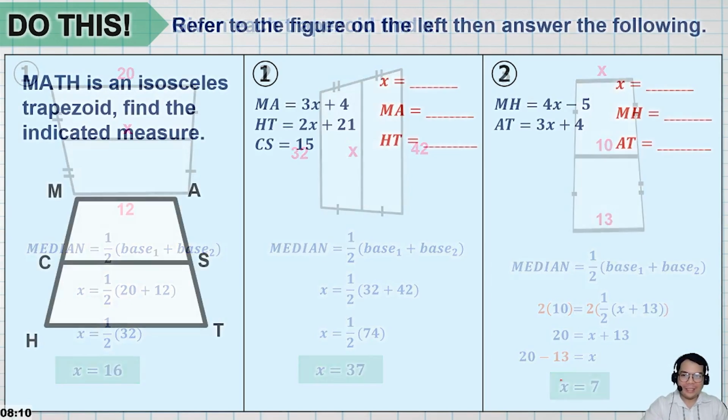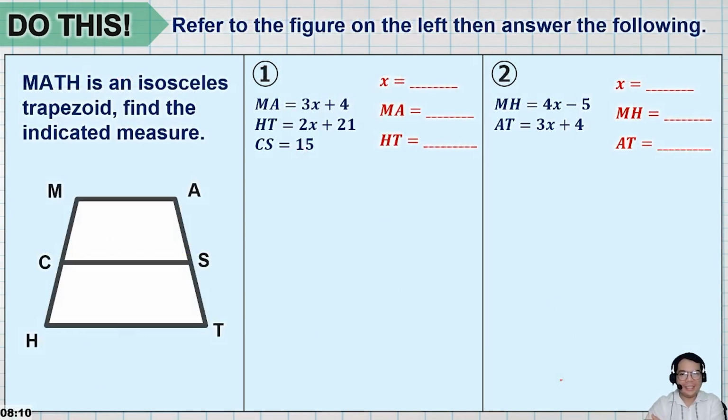So, eto na ata yung aking last example. Refer to the figure on the left, then answer the following. MATH is an isosceles trapezoid. We are to find the indicated measure on each item.